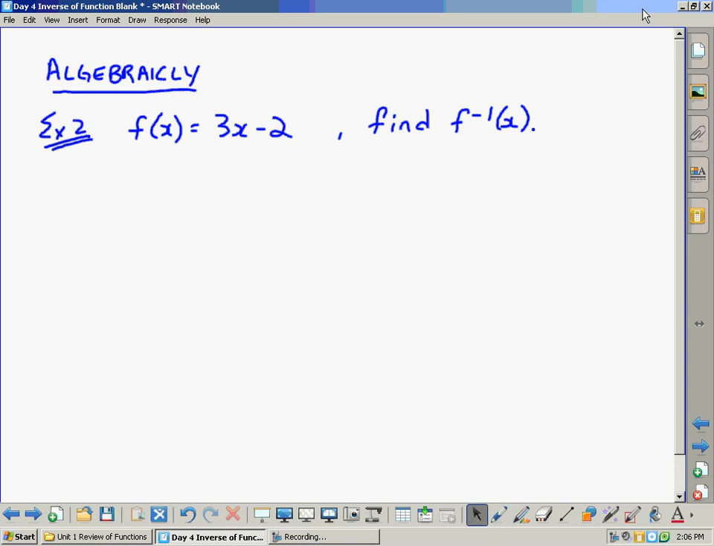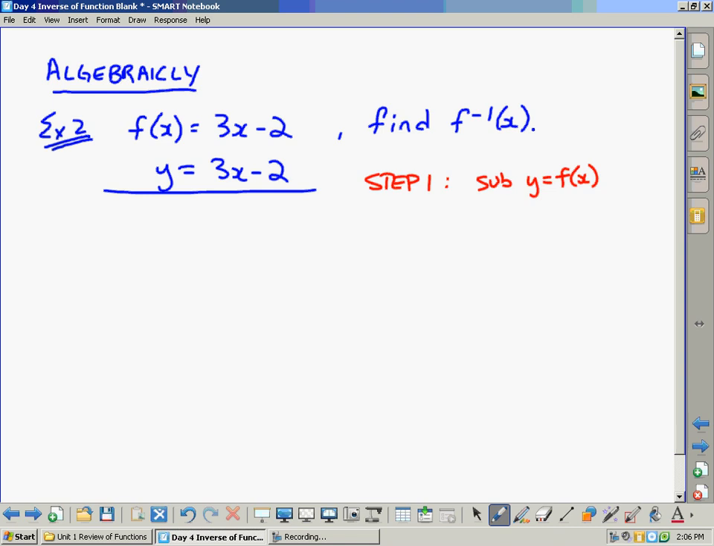So I'll do each of these step by step, and we'll write down the steps, and then we'll try it a couple times. So the first thing we want to recognize is f of x equals 3x minus 2 is the same as y equals 3x minus 2. So, of course, it's the same thing. We're just changing it to y equals because to find the inverse, of course, we need to switch the x's and y's. So step 1, sub y equals f of x. Instead of saying f of x, let's call it y. So that's step 1.